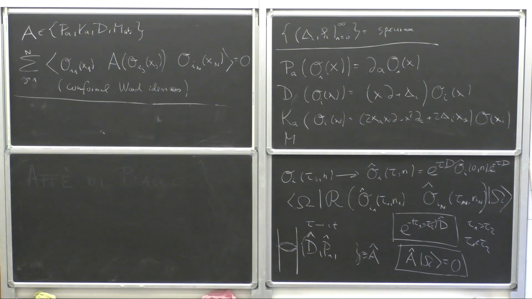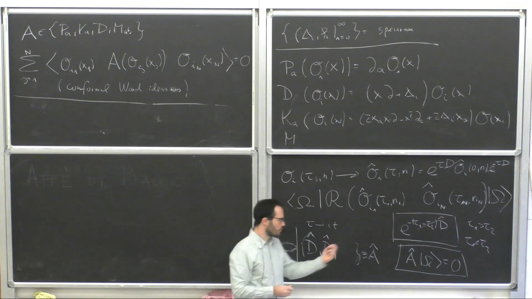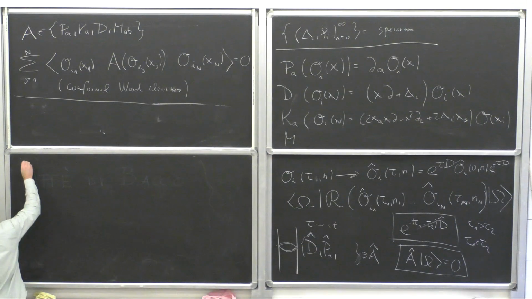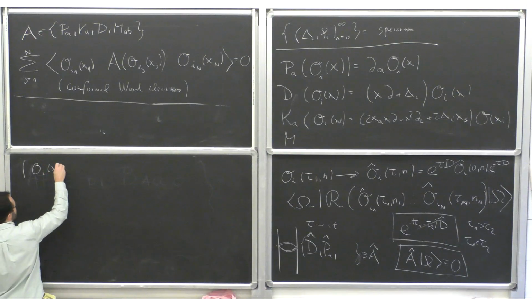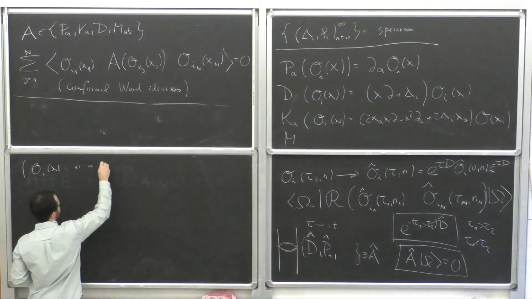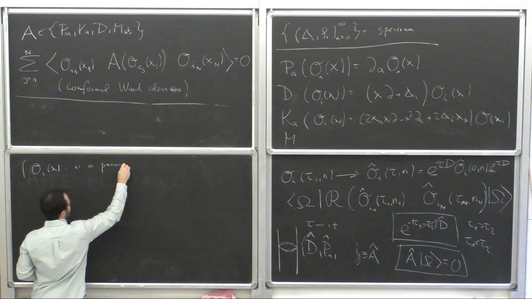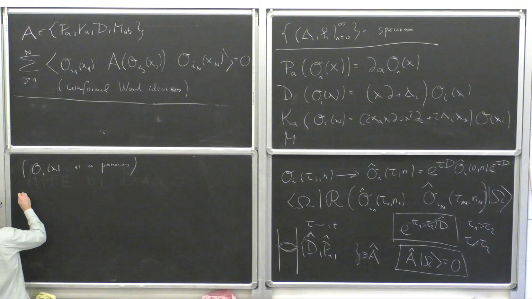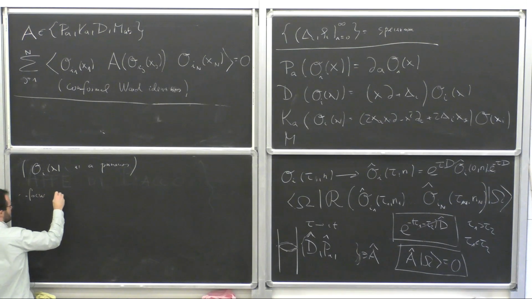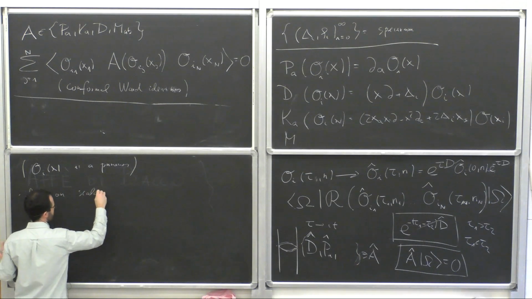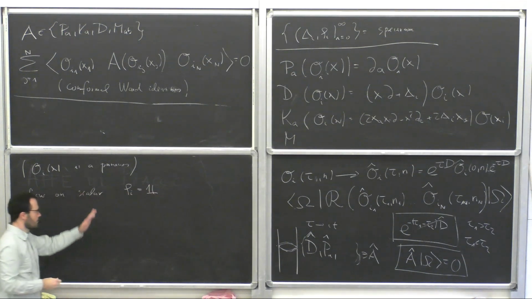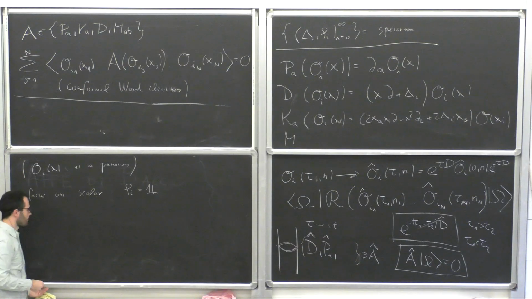And by the way, whenever I write O, I mean the primary operator. It's the operator that corresponds to the lowest weight state in this representation, which I erased already. Okay, so I should have said that O_i of x is a primary operator from now. And I'm going to focus on the case where all of these O_i are scalar, meaning that rho_i is the trivial representation, but I'll make some important comments also for the more general case.